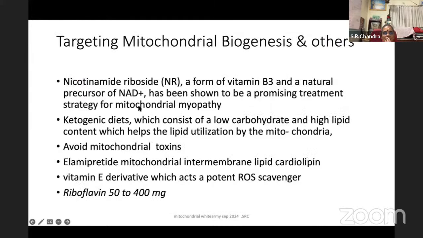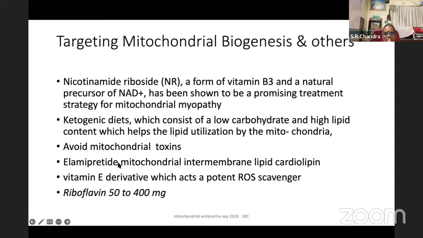This becomes a huge amount, but we have to convince the patient these are all oxygen transporters only, so the side effects of drugs will not be there. Then you have nicotinamide riboside, a form of B3, and ketogenic diet, which consists of low carbohydrate, high lipid content, which helps lipid utilization by the mitochondria.